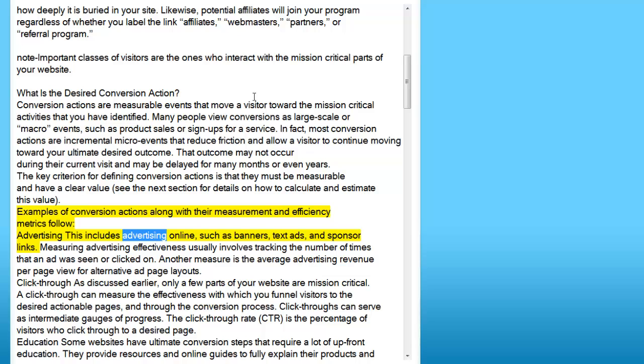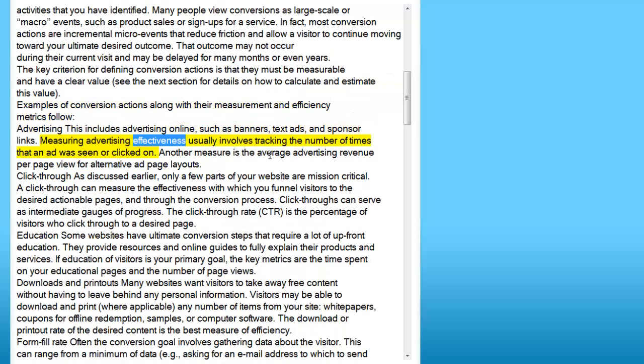Advertising: this includes advertising online, such as banners, text ads, and sponsor links. Measuring advertising effectiveness usually involves tracking the number of times that an ad was seen or clicked on. Another measure is the average advertising revenue per page view for alternative ad page layouts.